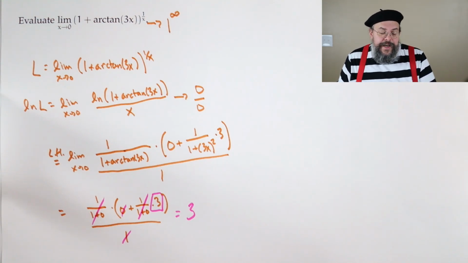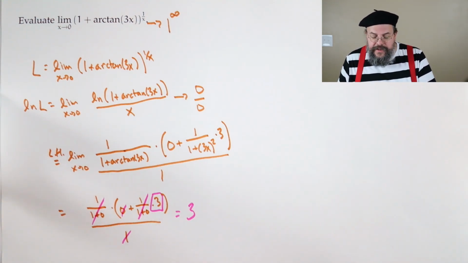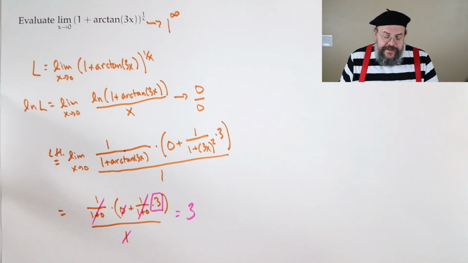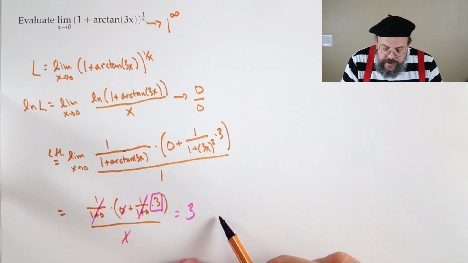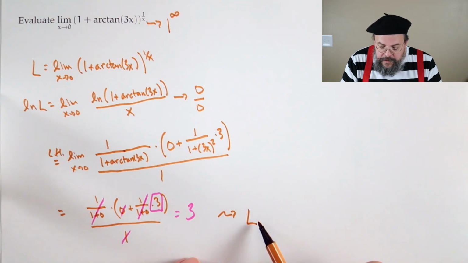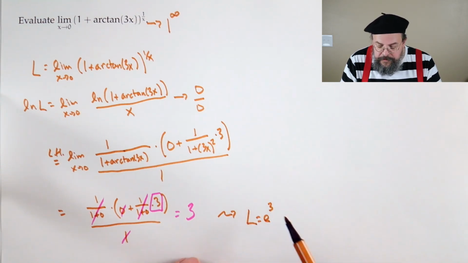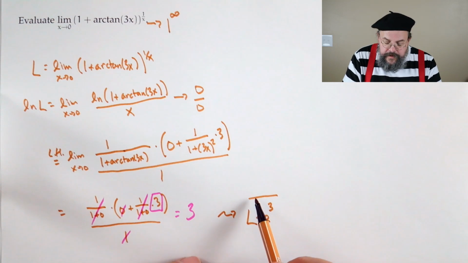Why not? Well, that's the log of our answer. So how do we finally get our answer? What we do is we use our exponential. So L will be e cubed. Okay, so there we go.